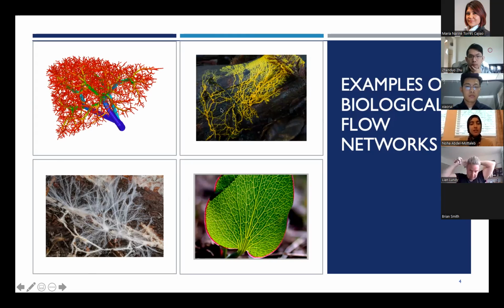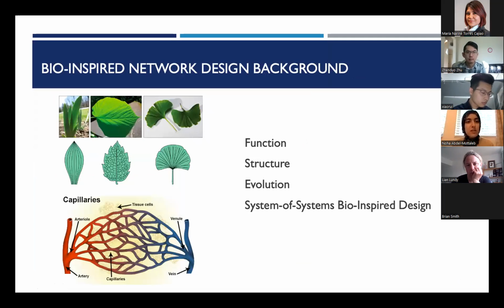These are just a few examples. And it's interesting to note that we can think of the stem or the vein leading into the capillaries as a water source. And we can think of the vein that is leading into the periphery of the leaf as a source as well. And we can think of the periphery of the leaf as the end users. And that just kind of draws a parallel in the structure, as we will talk about in the slide.